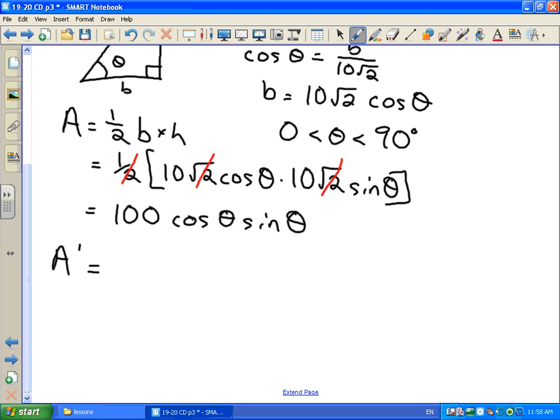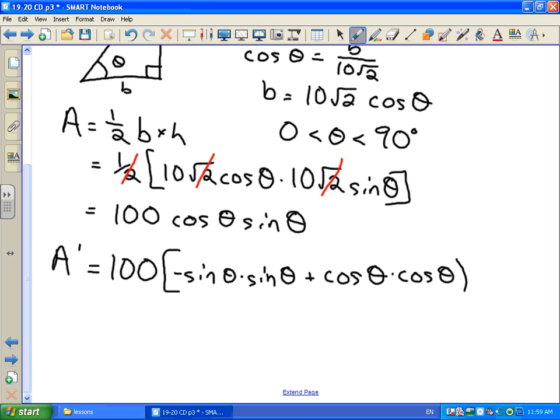So our derivative is going to be 100 times the derivative of cos x times sine x. We've got to use product rule here. So if we do product rule, we need the derivative of cosine, which is negative sine theta, times sine theta, okay? Derivative of u times v, plus our u function, which is cos theta, times the derivative of sine, which is cos theta. And those are square brackets at the end.